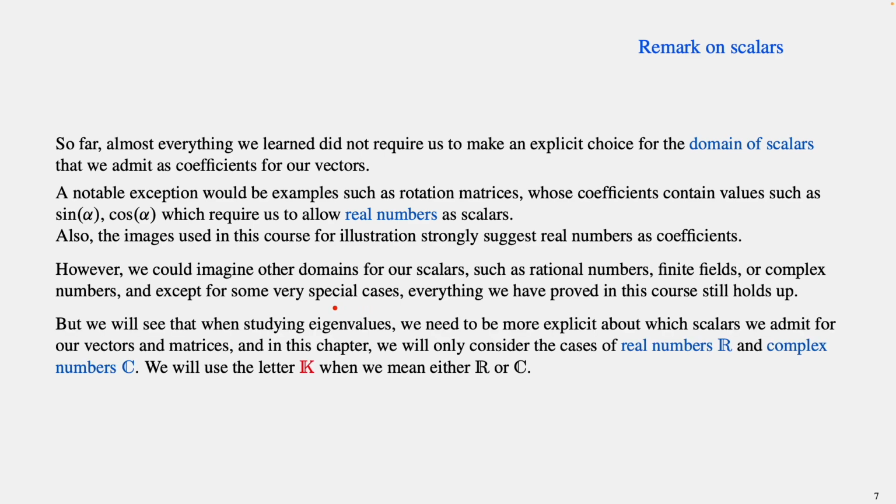And when we're studying eigenvalues, we will see that we need to be more explicit about which scalars we admit for our vectors and matrices. So in this chapter, I will only consider the cases where our scalars are either real numbers or complex numbers. And I will use the letter K to denote the domain for my scalars when it could be either the real numbers or the complex numbers. So when I'm not deciding which one to pick, and when everything I say would be valid for either one.